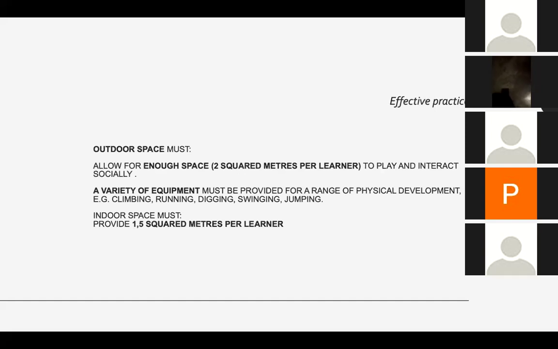Let's look at space requirements. Again, this is a question very often asked, right? If you're looking at how many children your ECD center can take, you need to look at the following. Number one, how many children do you have? Number two, what's the square meterage that you have? If the department ever comes to inspect you, they will take the square meters and they'll say your outside space needs to be 2 square meters per learner. 2 square meters per learner outside.